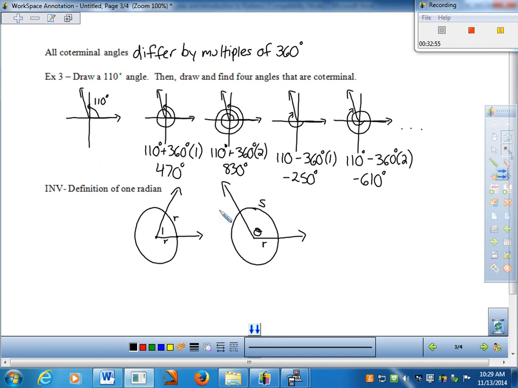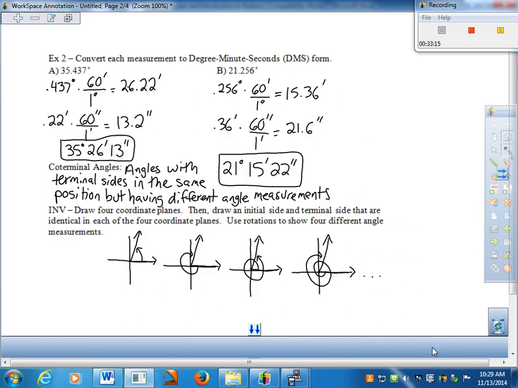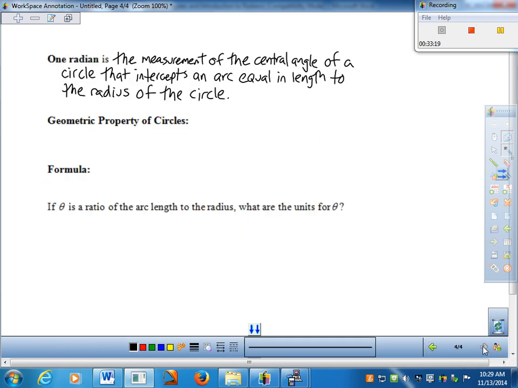And it just so happens, what we want to do is be able to get a way to measure any angle in radians. And it's based on the geometric property that I'm going to write on your paper. And we'll go ahead and put that together in just a sec. All right, so let's go to that next screen. There we go. So it says on your paper, geometric property of circles.